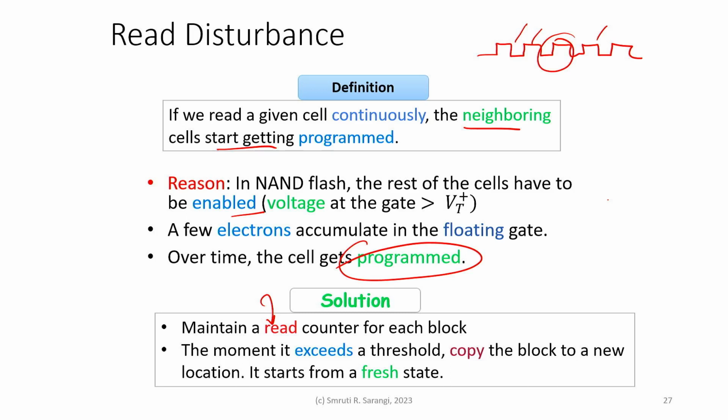And then you start from a fresh state. So again, you move these blocks around. Then in a new location, the moment you are doing the programming and so on, you'll start from a fresh ab initio state, and whatever temporary amount of charge you have accumulated will cease to be an issue.